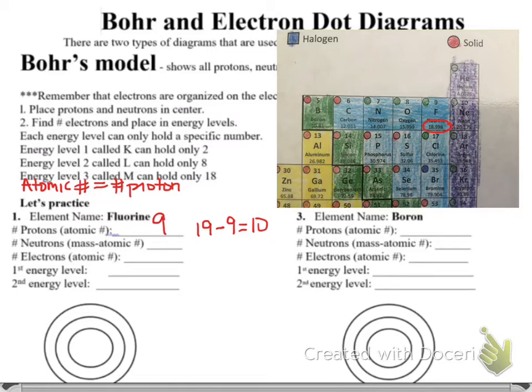9 equals 10. And I'm using that number, that formula, because of right here. The mass, the atomic mass, and you subtract the atomic number from it. And so that gave us 10.